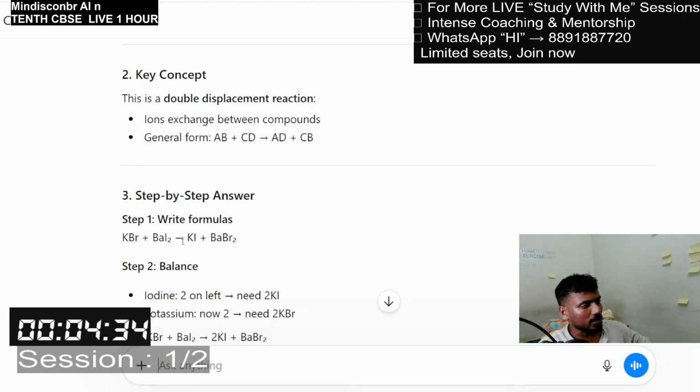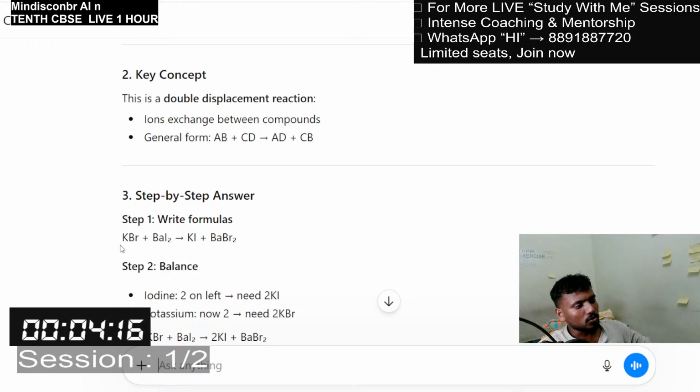We can add 2 KI, then 2 iodine and 2 iodine will be equal, but here we will get 2 atoms of potassium. So to make it balanced, we will add a 2 here. So 2 KBr plus BaI2 gives 2 KI plus BaBr2.